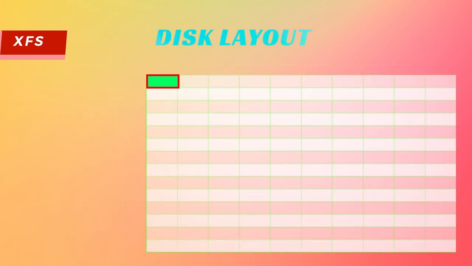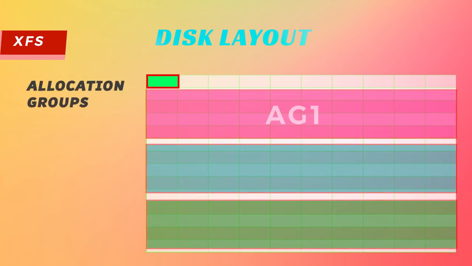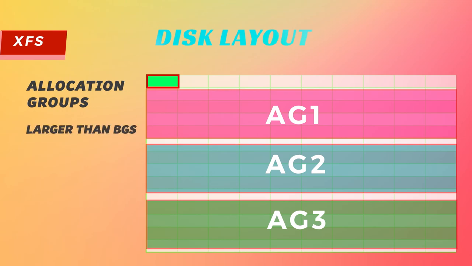Now in the XFS file system, the disk is partitioned into allocation groups. Allocation groups are equally sized linear regions within the file system. They are somewhat similar to block groups, but are typically much larger than block groups. An allocation group can have a maximum size of 1 terabyte, but they are typically sized between 0.5 to 4 gigabytes.